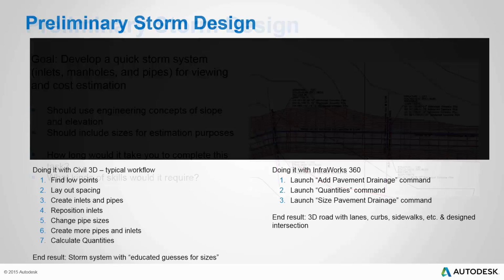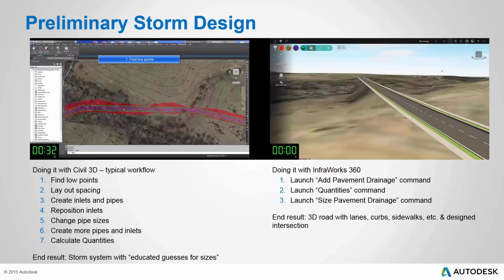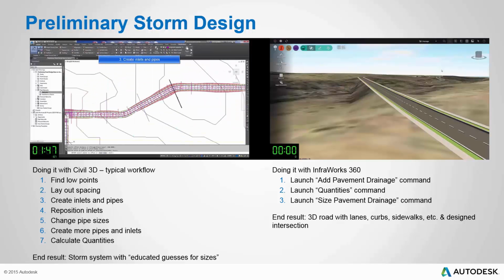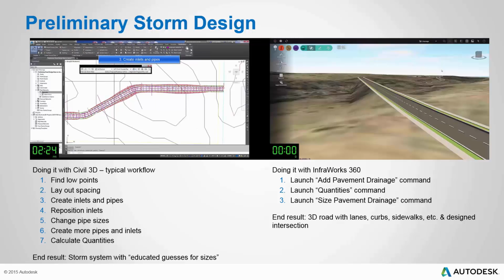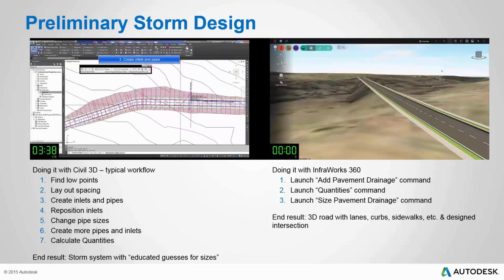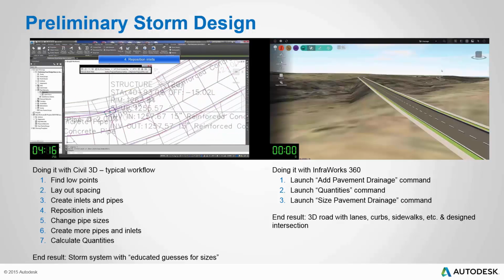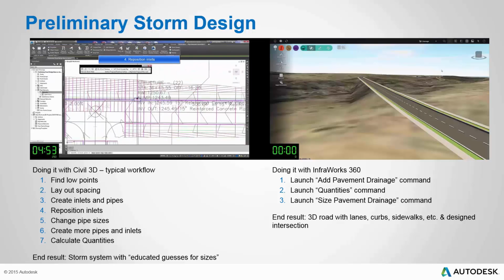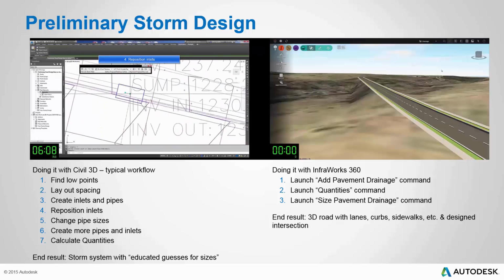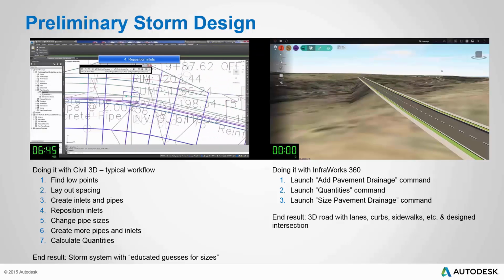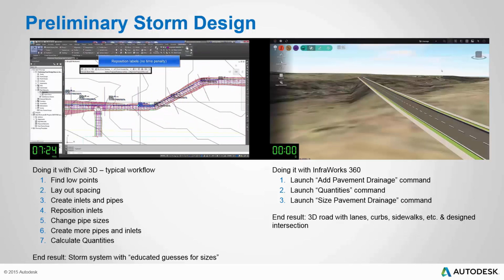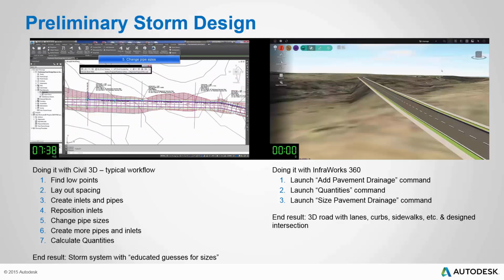Let's take a look at a comparison between doing preliminary storm design with Civil 3D and doing it with InfraWorks 360. You can see on the left we've broken down the Civil 3D process to 7 steps. We've found the low points, we've laid out the spacing of the inlets, and now we've gone through the process of the first wave of creating inlets and pipes. Then we spend some time repositioning and adjusting the orientation, rotation, and location of the inlets to be at just the right spot for the curbing.